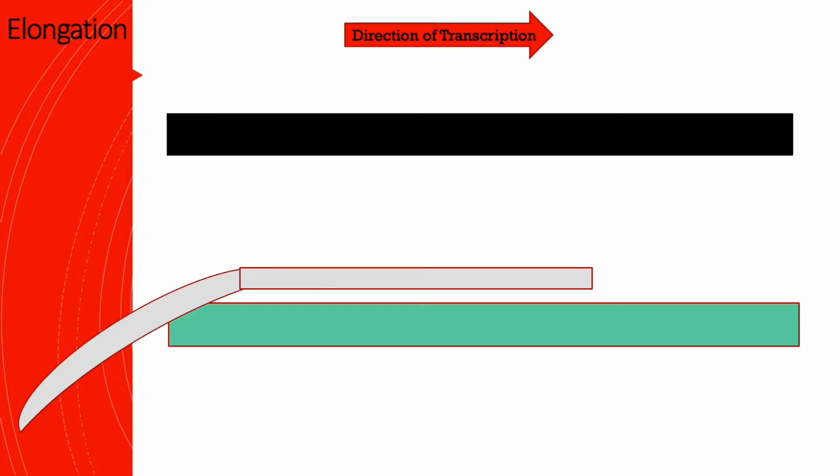Here we have our black and green DNA strands and the gray RNA strand that is being transcribed. RNA transcription occurs from the 5' to the 3' end. This means that DNA is being read 3' to 5'. The bottom strand is known as the template strand. The upper strand is the non-template or coding strand.